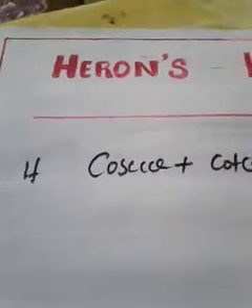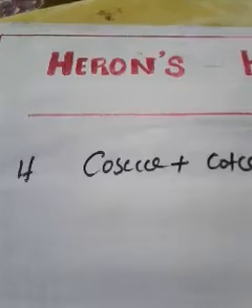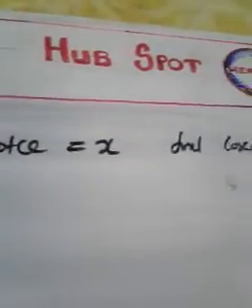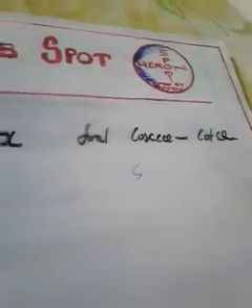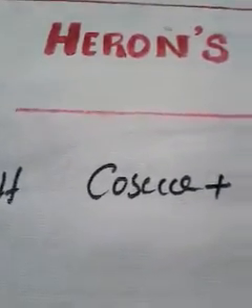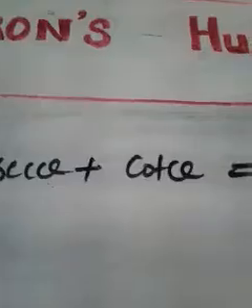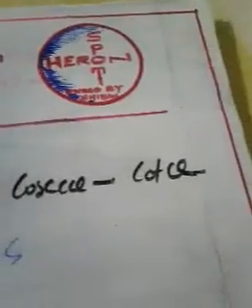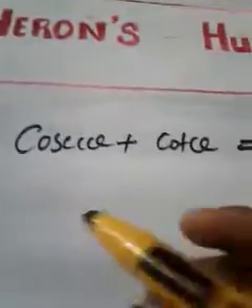Listen, next question is, if cosec theta plus cot theta is equal to x, then find the value of cosec theta minus cot theta. Once again, your question is, if cosec theta plus cot theta is equal to x, then find the value of cosec theta minus cot theta. So let us explore the question.